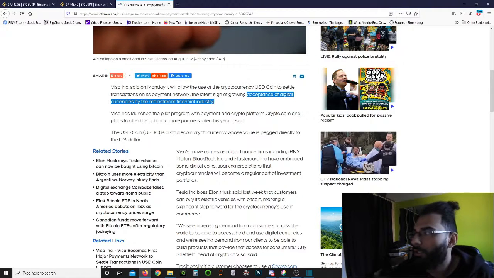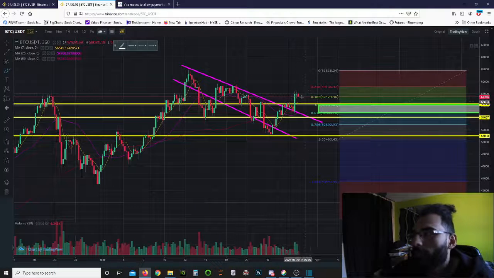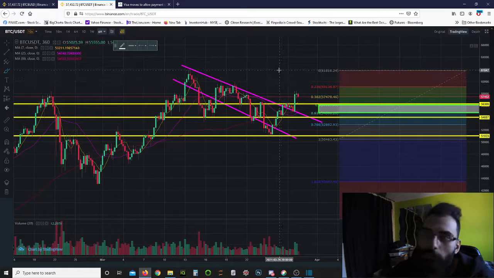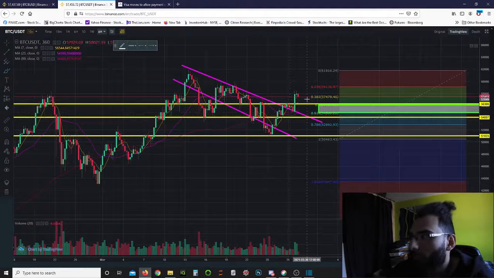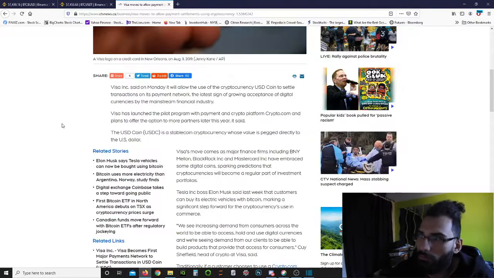Visa, MasterCard, PayPal, these are all going to be huge wins. Visa is the first player now, right? All we need now is MasterCard and PayPal to come to the game, and we're definitely going to see this cryptocurrency market skyrocket to the moon. So that was pretty huge. We do look like we're on a bullish trajectory, not only in the technicals, but also fundamentally too.